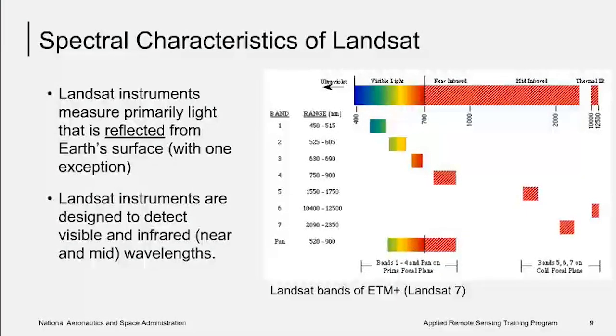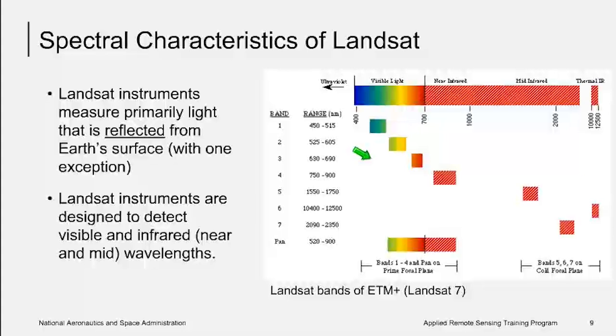This slide provides some information on the spectral characteristics of Landsat. Landsat was designed primarily to detect visible and infrared light that is reflected from the Earth's surface. The graphic on the right shows you that these data are collected in different bands, and these bands represent a range of wavelengths. For example, bands 1, 2, and 3 detect data from the visible light range.